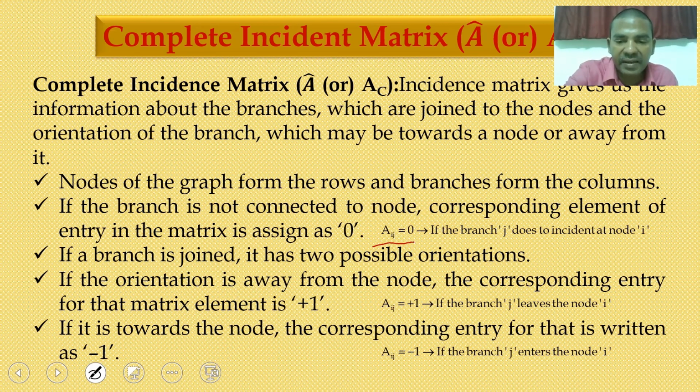If Aij is equal to +1, the branch j is leaving away from the ith node, so it is not incidenting, then you can take the value of A as +1. Then Aij is equal to -1 if the branch j is traveling towards the node i. That means the branch is incidenting on node i, then you can say that the value of A is -1. Like that, we have to correlate the relationship between nodes and branches.